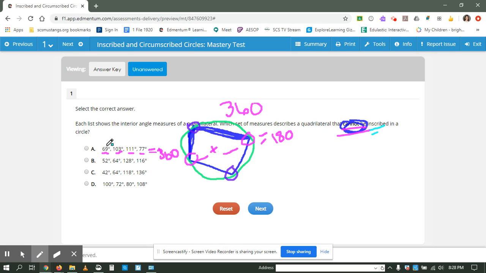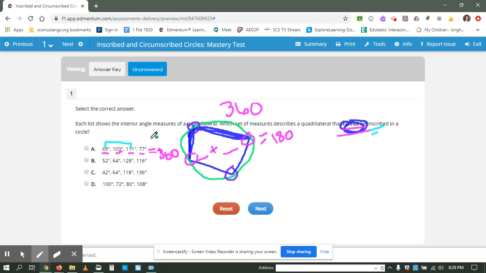Like what I mean by pairing them up is the 69 and the 77, they are not going to add up to be 180 degrees. So we're not going to want to pick those two to pair together. The 103 plus the 111 is definitely going to be greater than 180. So those aren't going to be good options to pair up with another number to try and make 180. So I'm going to pick 69 and 111 degrees and put that in my calculator really quick.